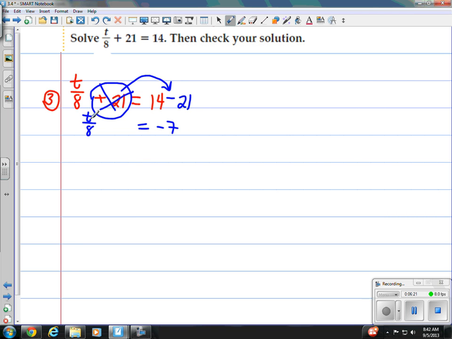Alright, now we look over here at our t. And a fraction bar means it's being divided. So if it's being divided by 8, I have to do the opposite and multiply both sides by 8.